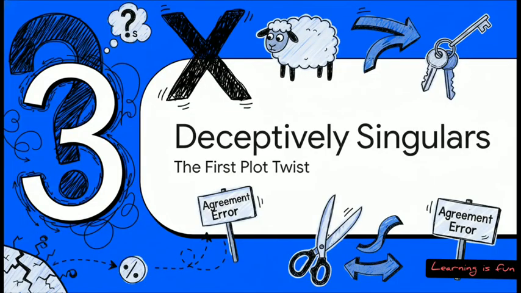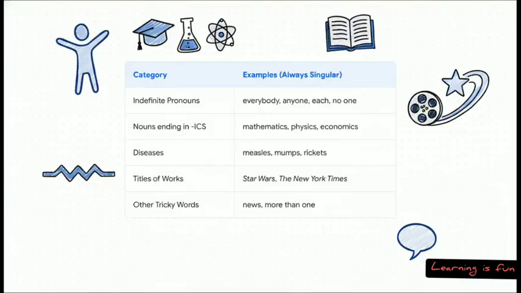All right, you ready for our first major plot twist? We're about to look at subjects that totally sound like they should be plural, but grammatically, they're singular. This is a huge minefield for mistakes. It's actually kind of wild how many words fall into this trap. You've got pronouns like everybody, school subjects like mathematics, even some diseases and movie titles. All of them are treated as a single thing, which means they always take a singular verb.